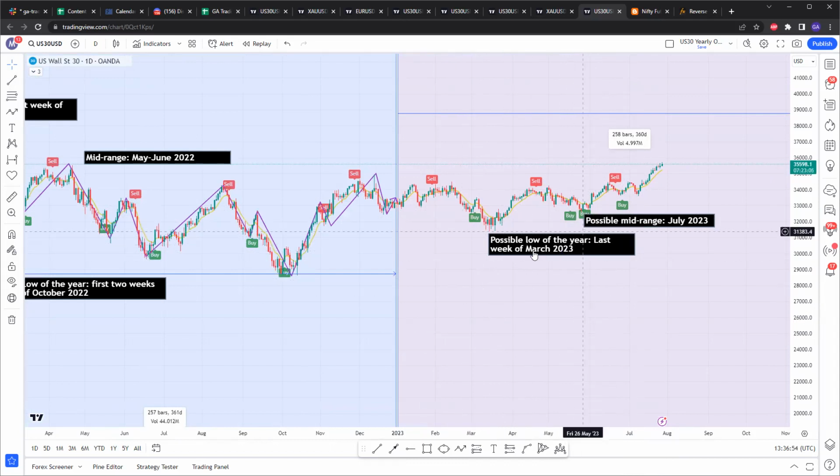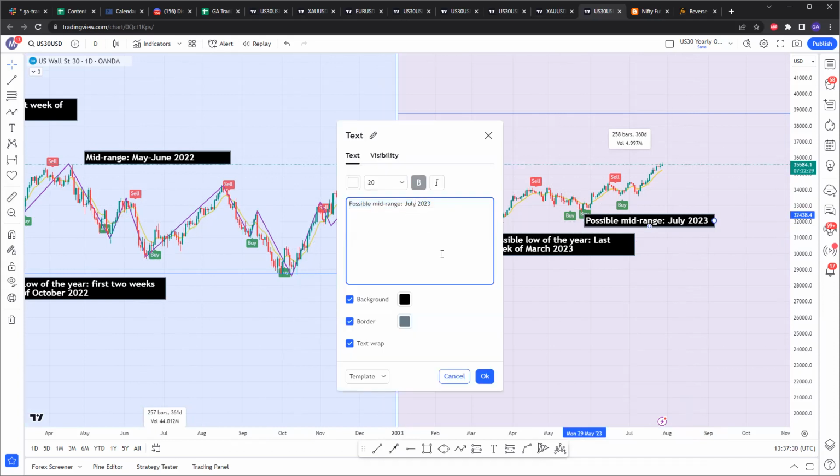Now, if this is the possible low of the year and this is March, I do anticipate we will create the high of the year in December. The reason for that is based off of how I've mentioned to you guys. I would count March, April, May, June, July, August, September, October, November, December. Those are 10 months. So what is the mid of the 10 months? March, April, May, June, July, and August. So July and August is when we anticipate the possible mid range. So this actually should be July to August.